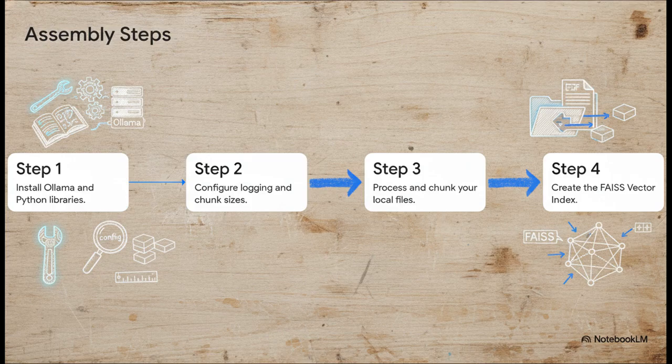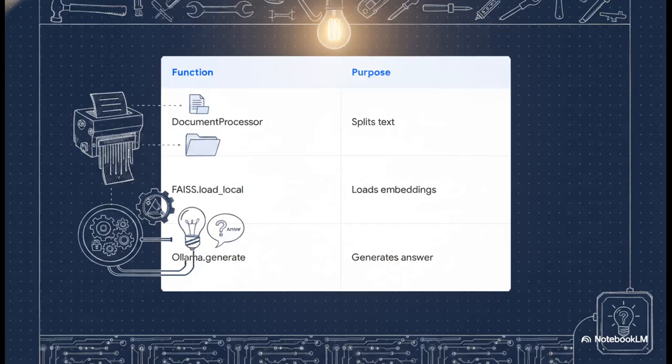Essentially, what this tutorial shows is how to set up the environment, write a quick Python script to chop your massive private documents into smaller, easily digestible chunks, and then load them all into a searchable mathematical index. Breaking down the core code functions, it's actually pretty straightforward. You've got the document processor to read and split up the text, then FAISS.loadLocal to load those mathematical embeddings we talked about. And the real magic happens with Ollama.generate, which reads the context to provide the final intelligent answer. This structured code handles the whole shebang, from reading your files to organizing the vectors, keeping every single bit of processing securely locked down on your own machine.